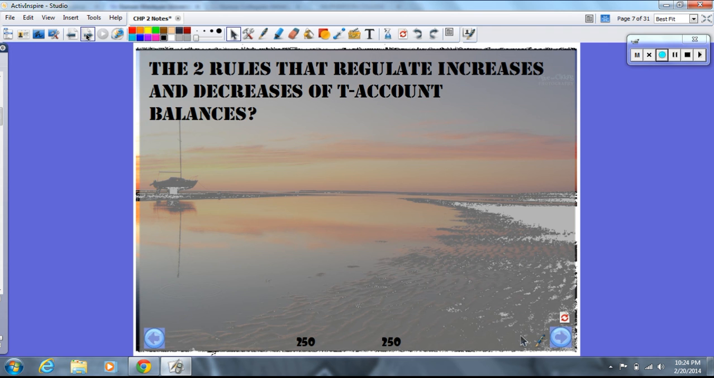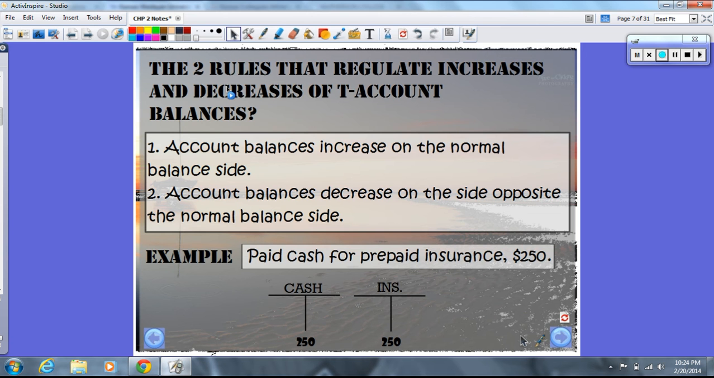So the two basic rules that determine what happens within a T account are these. An account balance increases on the normal balance side, so the normal balance side of a T account is always the side that increases. An account balance decreases on the side opposite the normal balance side. So it's very important that you figure out what side is the normal balance side on each account. Before we get to the example, do me a favor, write these two rules in your notes as well.